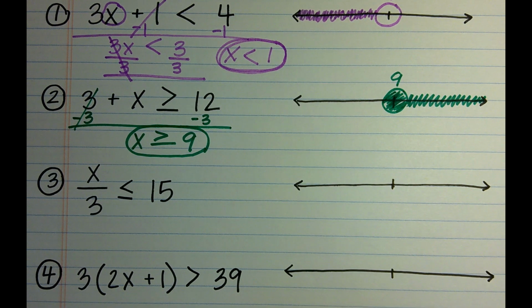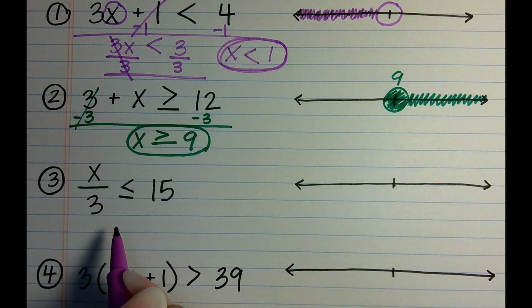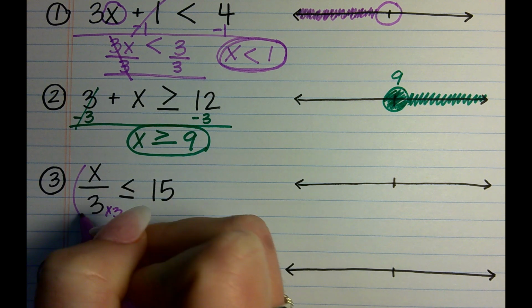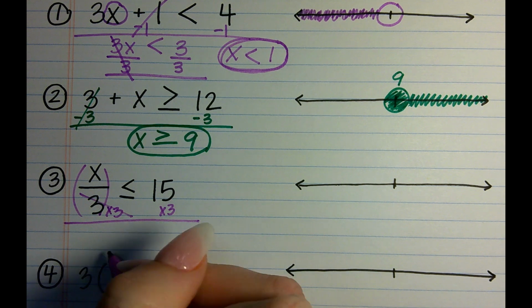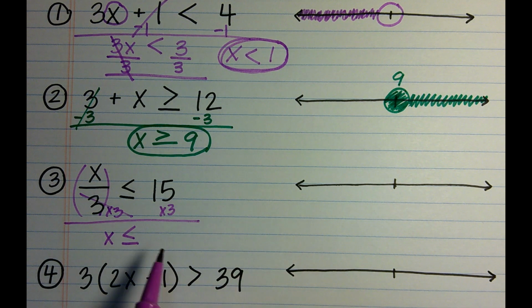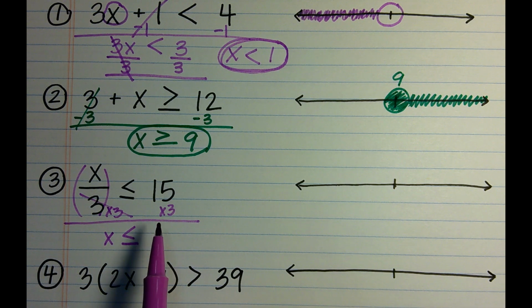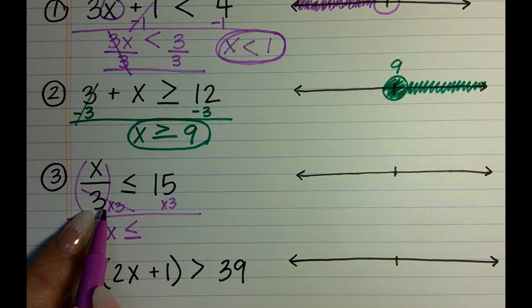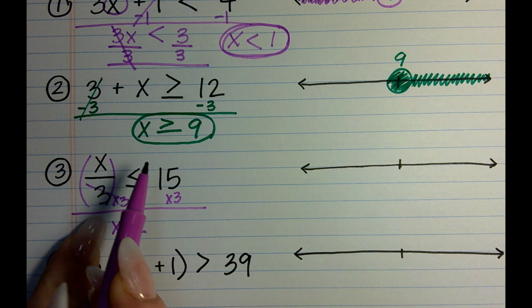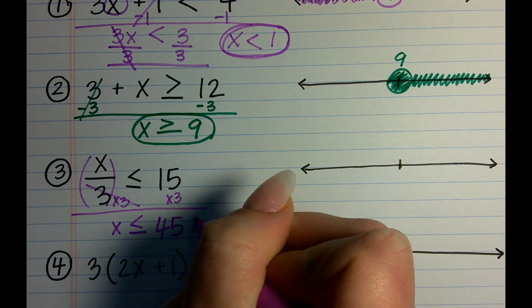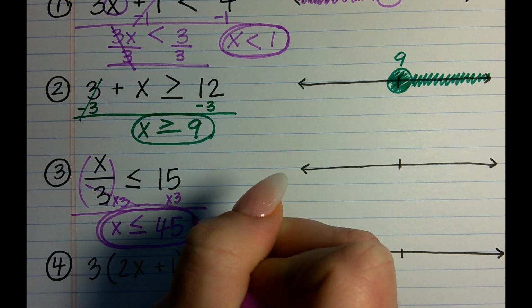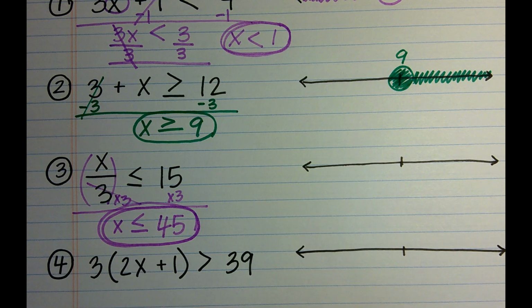Okay, number 3, let's look at that one. X divided by 3 is less than or equal to 15. How do I solve? You multiply by 3. Good. Multiply by 3 on both sides. My 3's will cancel. Your x is less than or equal to 5. Did you divide by 3? 45. This one's a tricky one. We did times 3 to get rid of divided by 3. So we do 15 times 3 as well. And 15 times 3 is 45. So I have x is less than or equal to 45.